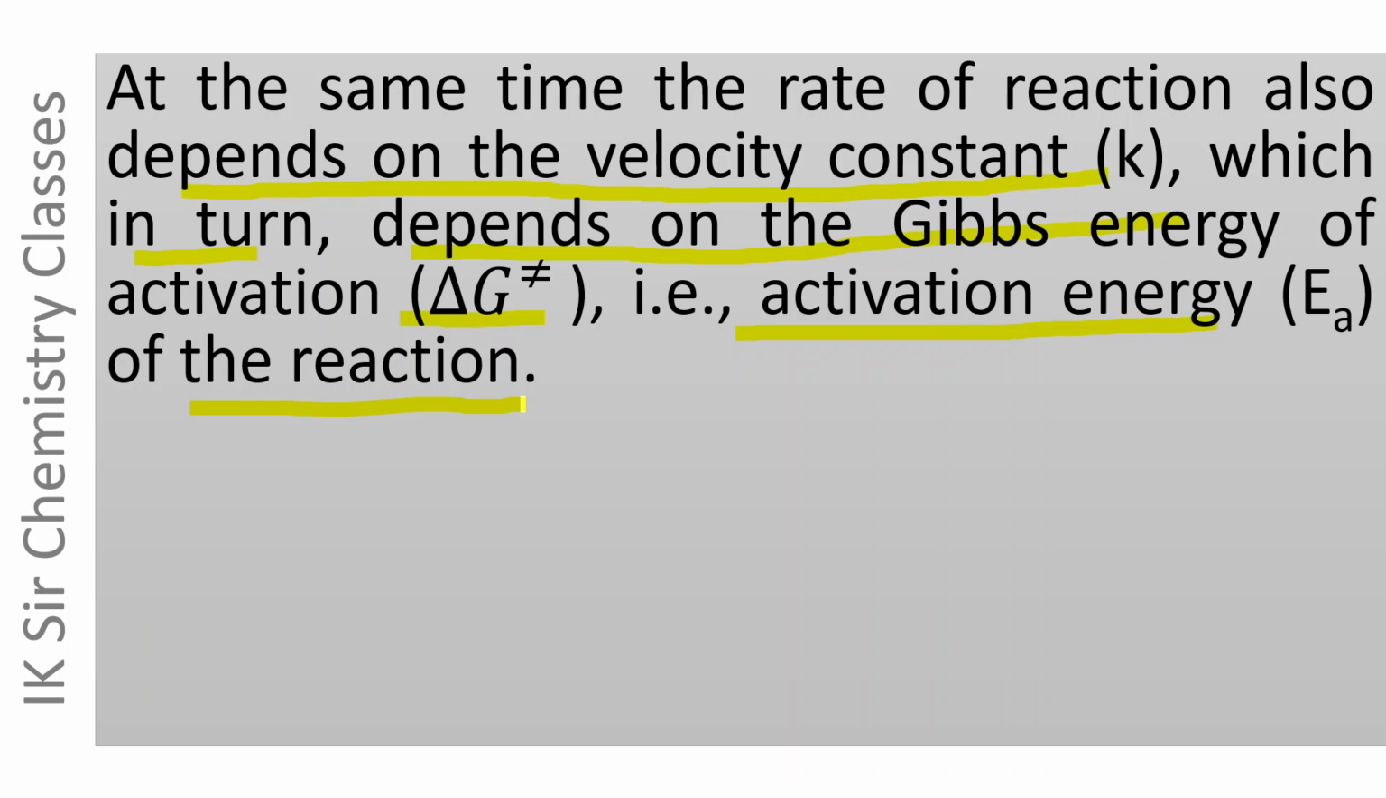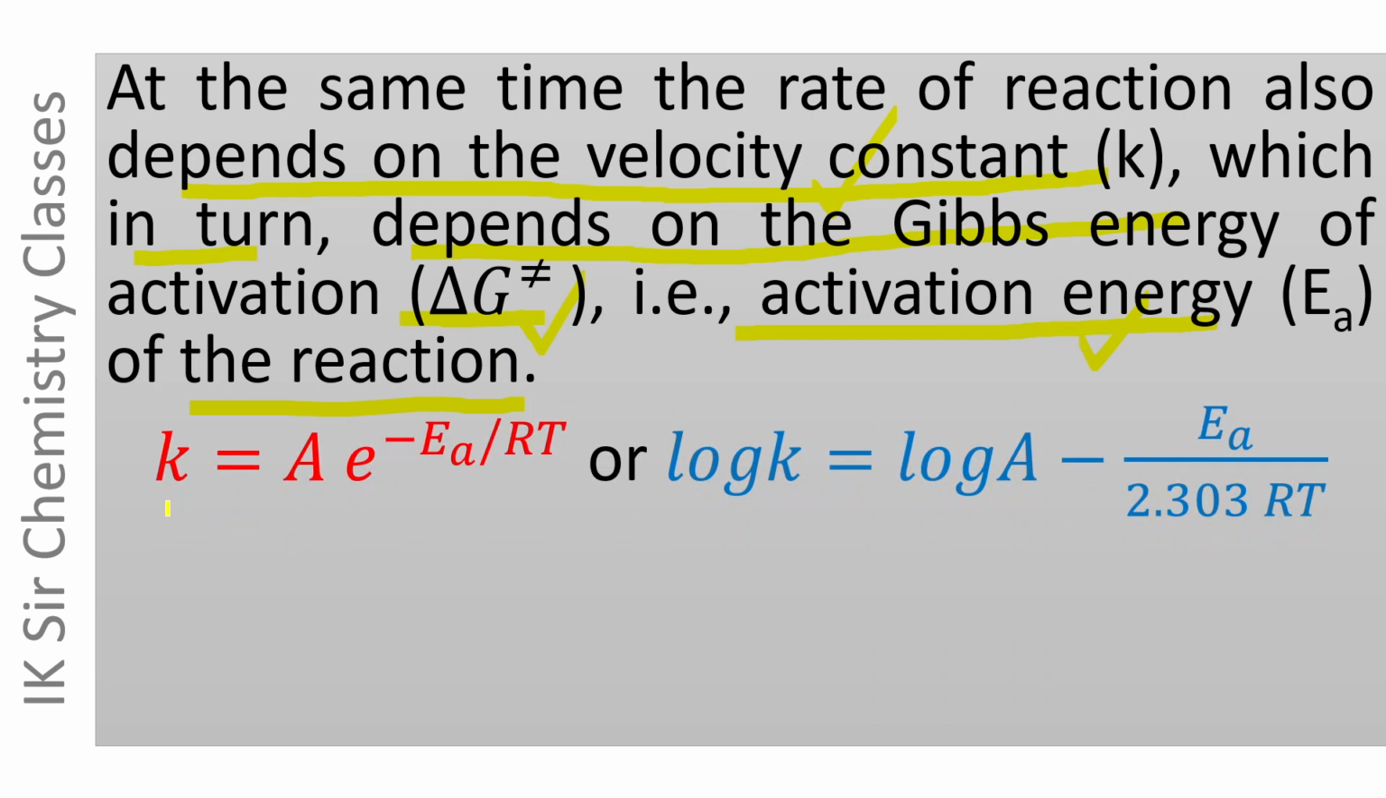The rate of electron transfer reaction by outer sphere mechanism depends on the molar concentrations of both oxidant and reductant. At the same time, the rate of reaction also depends upon the velocity constant or rate constant of the reaction, and the velocity constant depends upon Gibbs energy of activation, that is activation energy of the reaction, as per Arrhenius equation. It is the exponential form of Arrhenius equation: K is equal to A into e to the power minus E by RT, and it is the logarithmic form of Arrhenius equation: log K is equal to log A minus E by 2.303 RT.